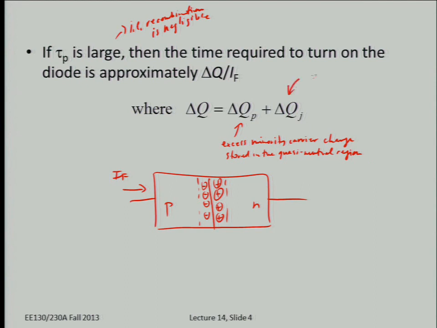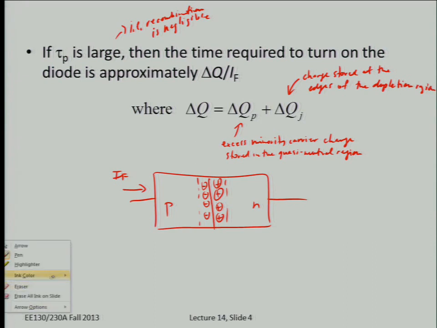Okay, and then this is charge stored at the edges of the depletion region. Well, yeah, it's equal magnitude on both sides. Okay, so basically, if you change the bias across the diode, you need to change the amount of charge stored in the quasi-neutral regions, and you need to change the amount of charge stored at the edges of the depletion region.